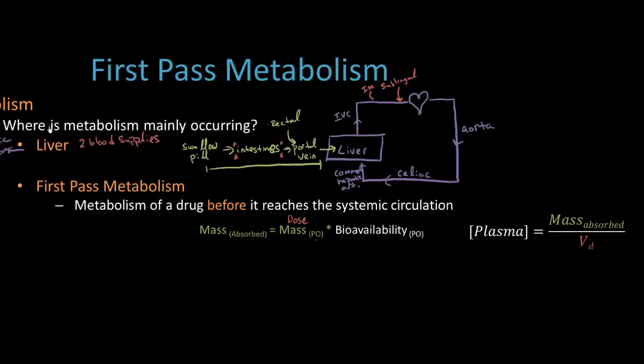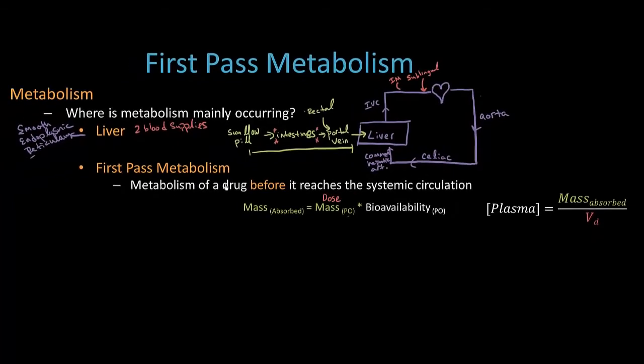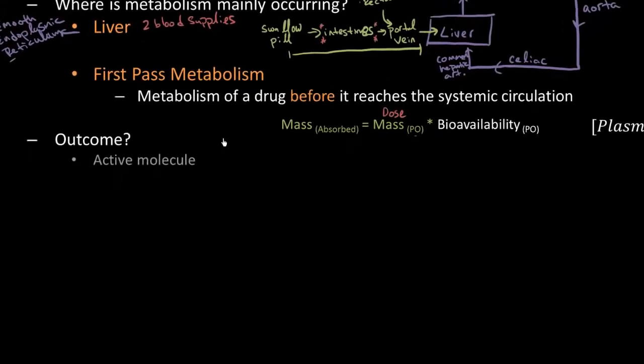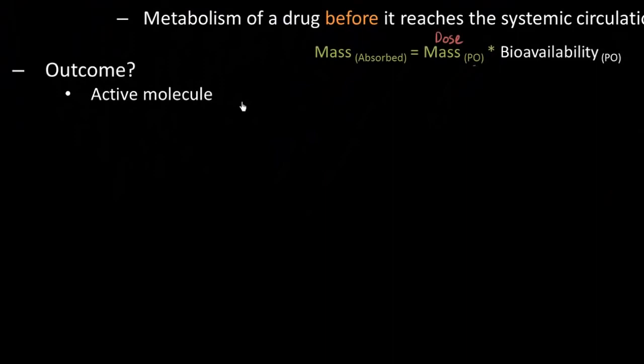All right. Now that we got metabolism and first pass metabolism down specifically, let's talk about what would happen if I metabolize this drug. What are the outcomes? Well, the first outcome is something you're probably familiar with. We give a drug, it's pharmacologically active, and by getting metabolized, this drug then becomes inactive. And this is the case with most drugs.